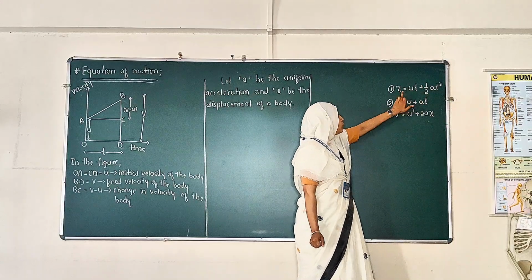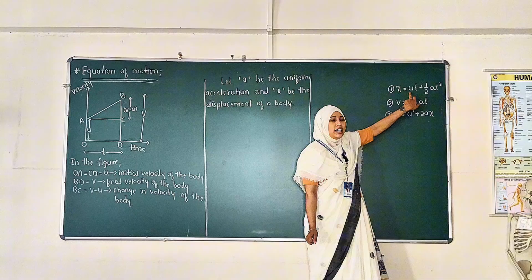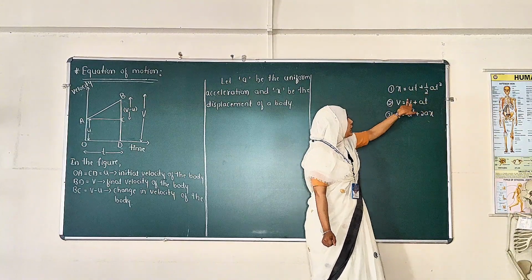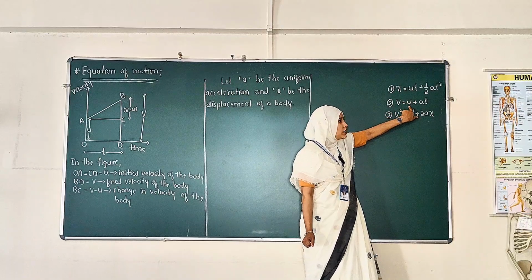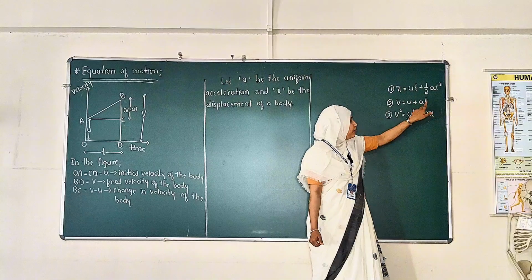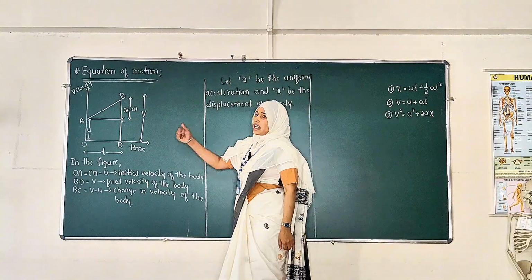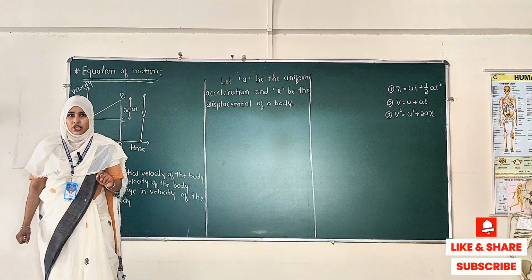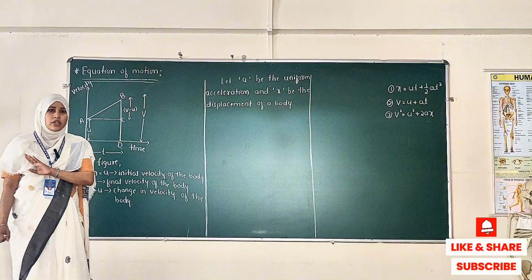What are the terms here? x means displacement, u means initial velocity, t means time, a means uniform acceleration. Here v means final velocity, u means initial velocity, a means uniform acceleration, t means time again. Then here also the same. These equations of motion are valid for uniform acceleration and are not valid for non-uniform acceleration.